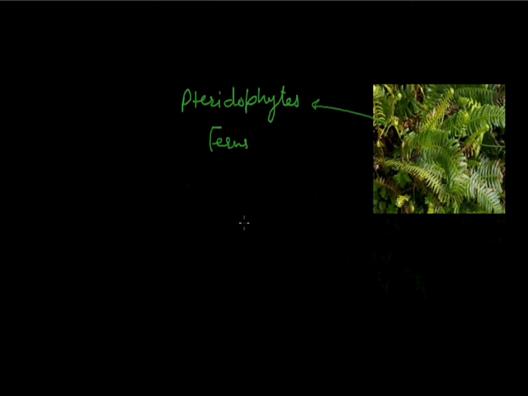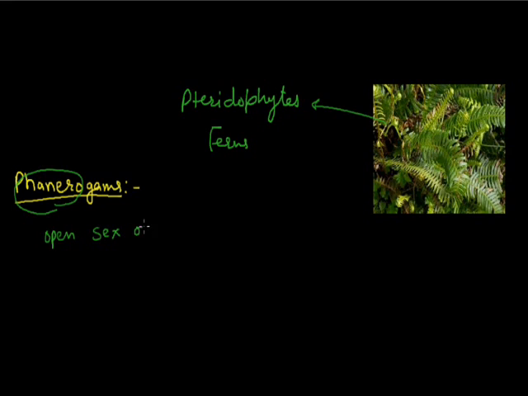Now we discuss the phanerogams. First of all, what is the meaning of phanerogams? We have already discussed the two subkingdoms of the plant kingdom: first, cryptogams, and second, phanerogams. So here we discuss the phanerogams. Phanero means they have open sex organs. And gams means marriage.